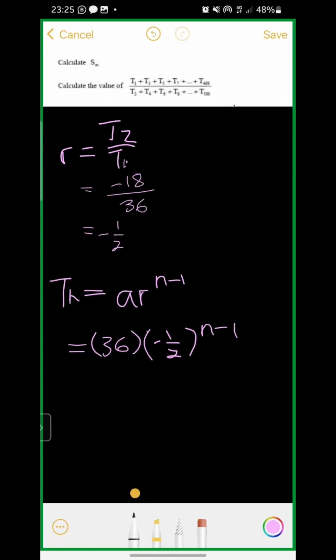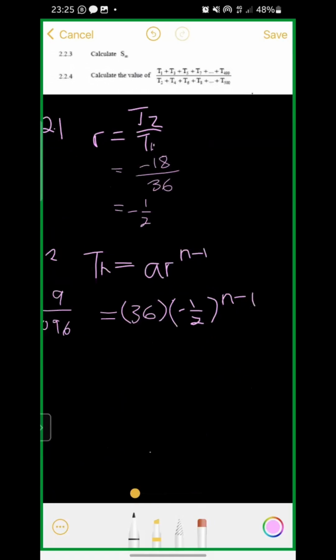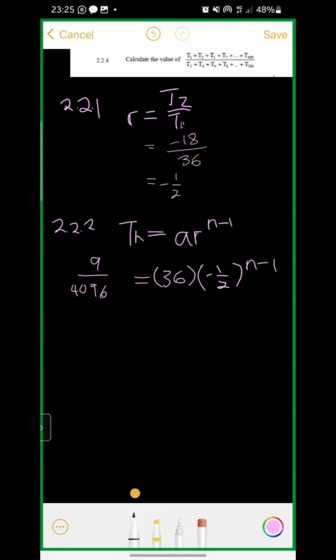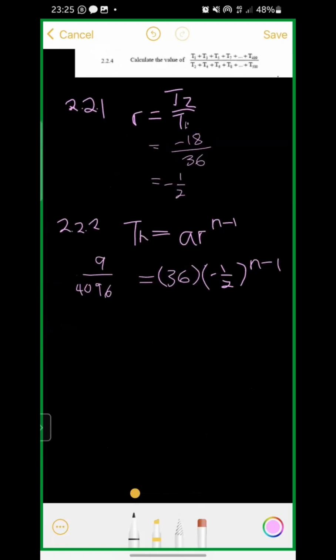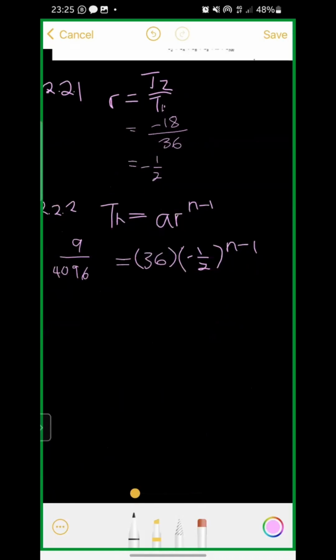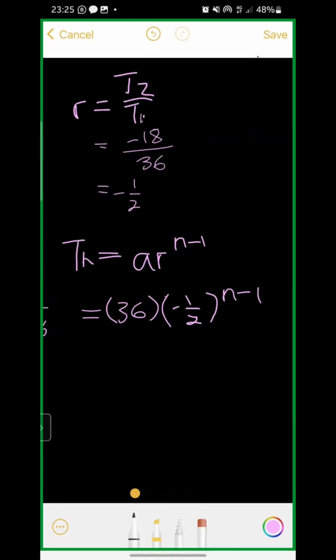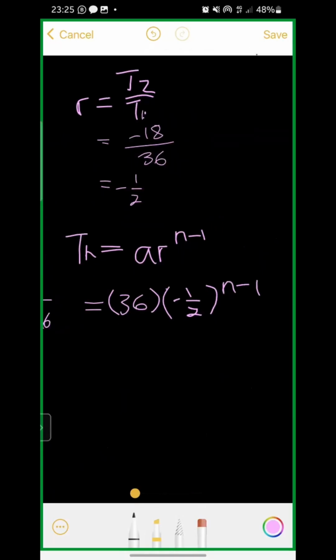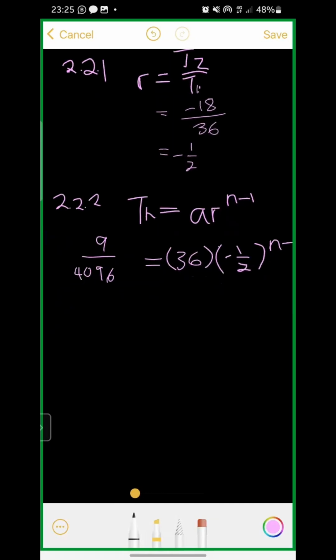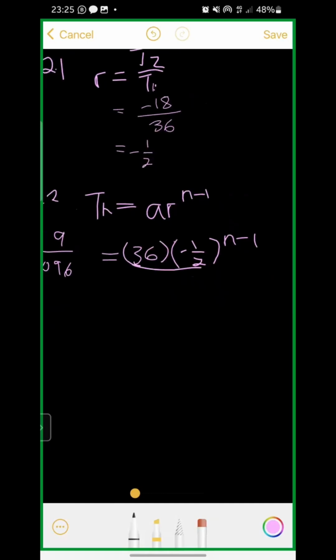So here we are good. It's good to see that we only have one unknown, right? So I want to get closer and closer to n. The things that are disrupting n on the right hand side: there's this 36. Let's remove that before we deal with the negative half. Here it's multiplying, so let's divide both sides by 36.